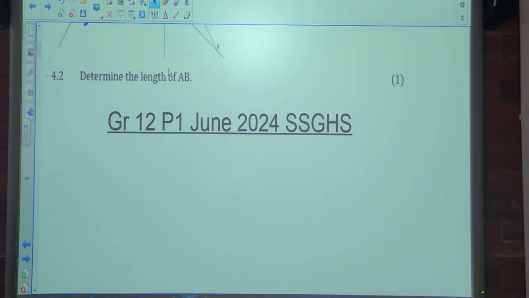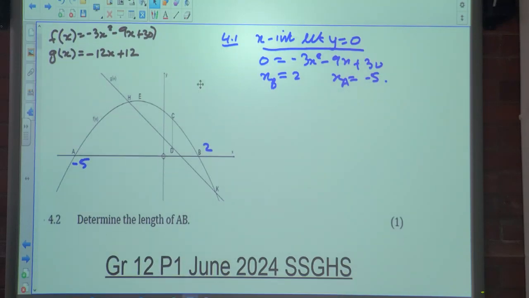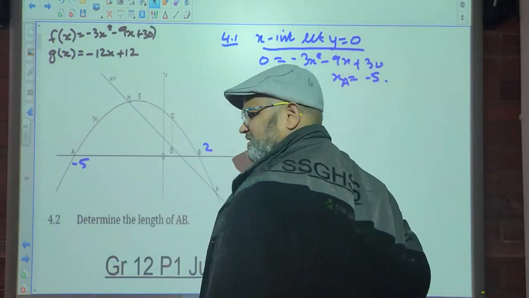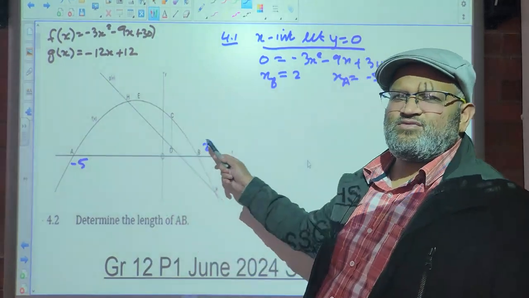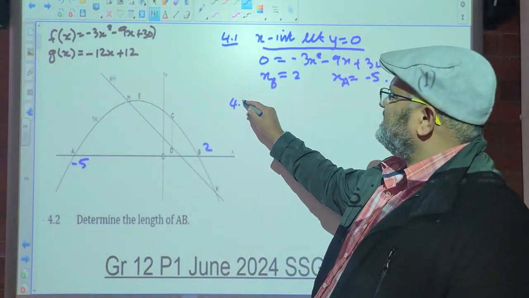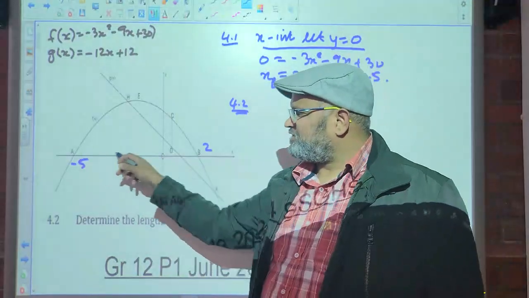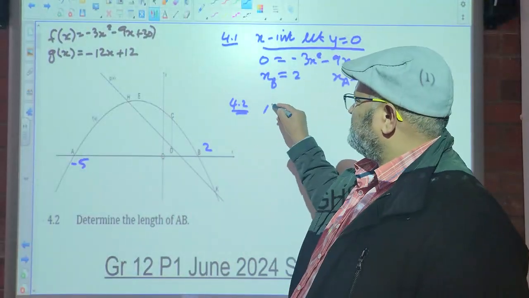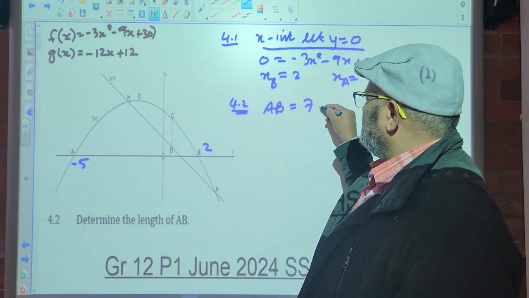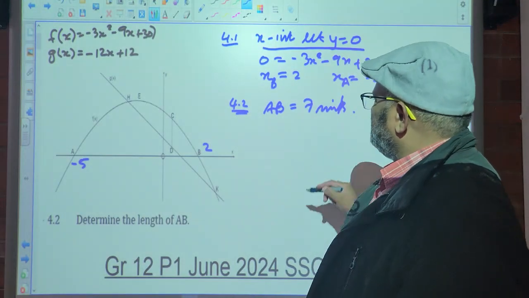Let's look at 4.2. It says the length of AB. Now, do I need a distance formula here? No, you don't need a distance formula. As you can see, the y values are constant, 0. So from there to there is 5, and from there to there is 2. So AB is going to give you 7 units.